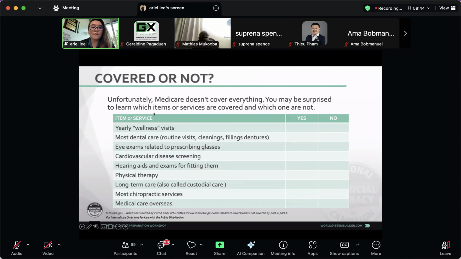Unfortunately, Medicare does not cover everything. You'll actually be surprised what is not covered, even though you think it should be. So here are some things that are and are not covered. What do we think? Yearly wellness visit, is it covered? Yes, it is covered. Just like you get a once-a-year primary care doctor visit, that's recommended.